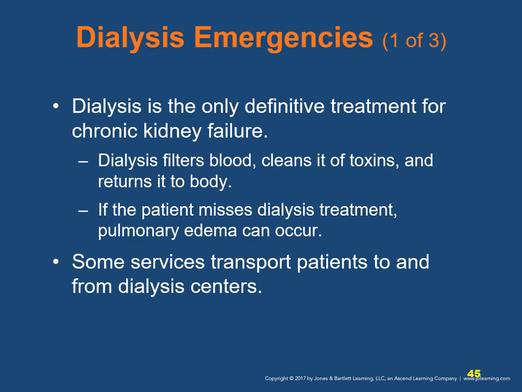In patients with end-stage renal disease or chronic renal failure, dialysis is the only definitive treatment. Dialysis filters the blood, cleanses it of toxins, and returns it to the body. Dialysis eliminates waste, normalizes blood chemistry, and reduces excess fluid. If a patient misses a dialysis treatment, weakness and pulmonary edema can be the first in a series of conditions that can become progressively more serious. Some services transport patients to and from dialysis.